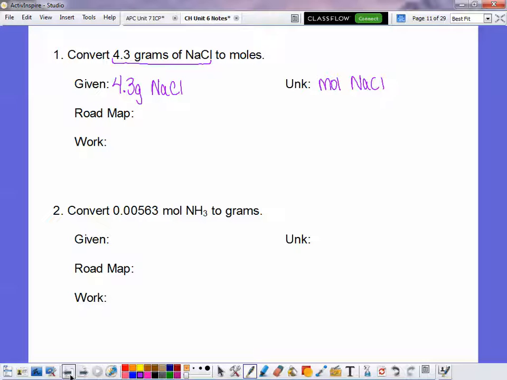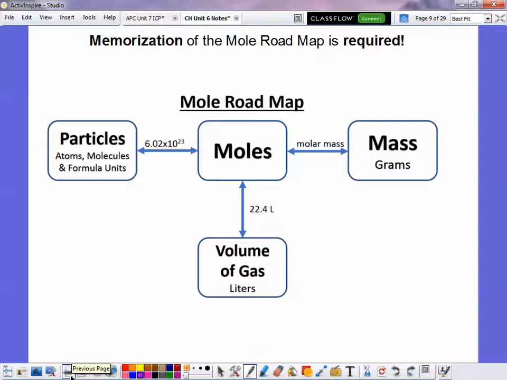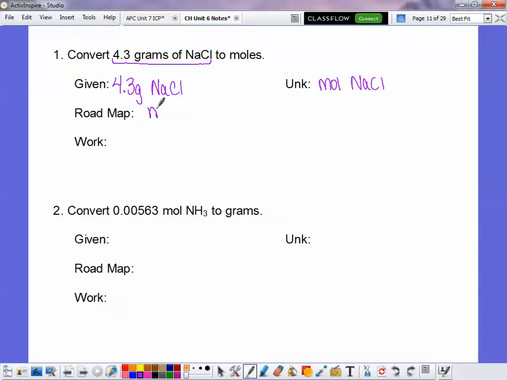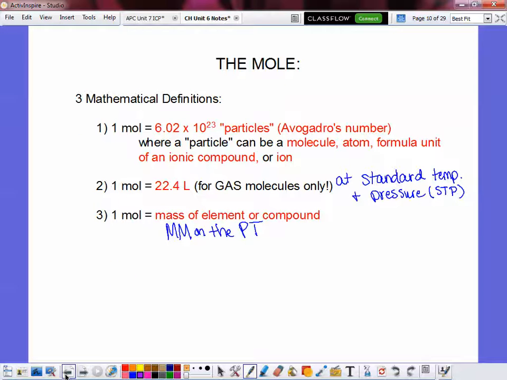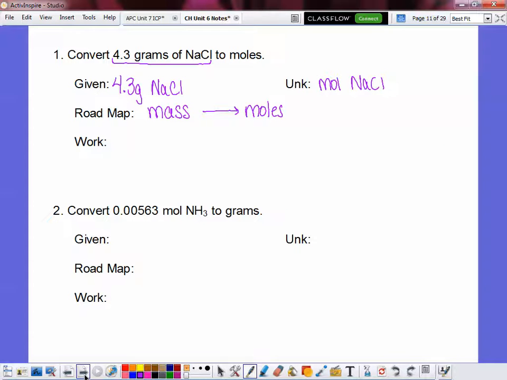All right, I'm going to flip back to our roadmap for a moment. So on our roadmap, we're going from grams to moles, right? Grams is mass. So we're going from mass to moles. And the piece of information that's going to help us convert from mass to moles is the mathematical definition of a mole in mass, which is MM on the PT. So we're going to use the molar mass from the periodic table to convert from mass to moles.